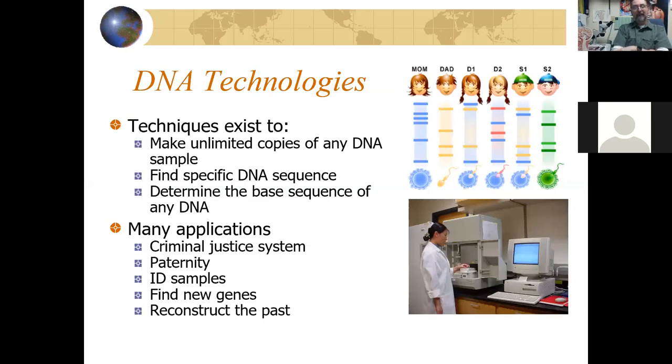Okay. We also recognized that you could make copies of genes that were left, like at a crime scene, and we can make unlimited copies. We could find specific sequences. We could determine sequences, and so we could use DNA technology to identify samples from suspects, from victims, to establish paternity, to ID samples that we find in the environment. We can reconstruct the past based on this. And so it was really important advances in lots of different fields.